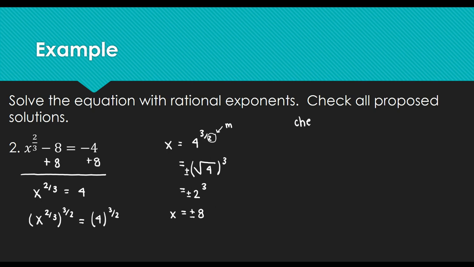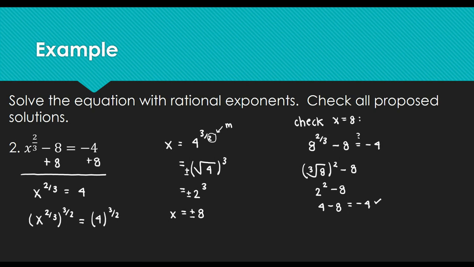So let's check when x is a positive 8. So if I have 8 to the 2/3 power minus 8, and I want to know, does that equal negative 4? Okay, well, 8 to the 2/3 power is really the cubed root of 8 quantity squared. And notice that the cubed root of 8 is really 2, and 2 squared is going to give me 4. Notice that 4 minus 8 will give me negative 4, so that does check out.